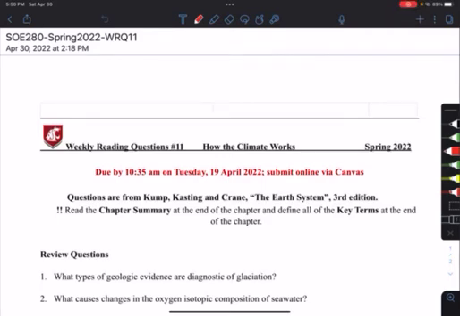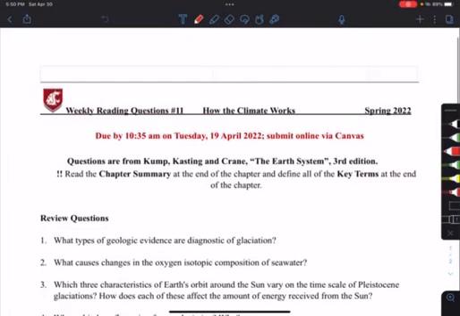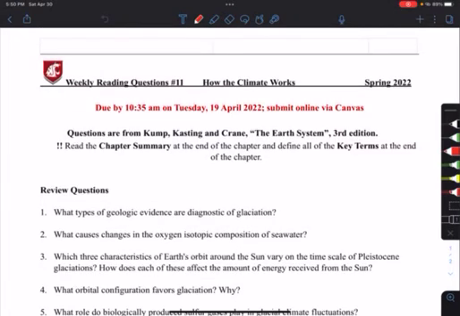All right, our final weekly reading question has to do with the Pleistocene glaciations. What types of geologic evidence are there that tell us that there have been glaciations during this Pleistocene period, which is the most recent few million years?